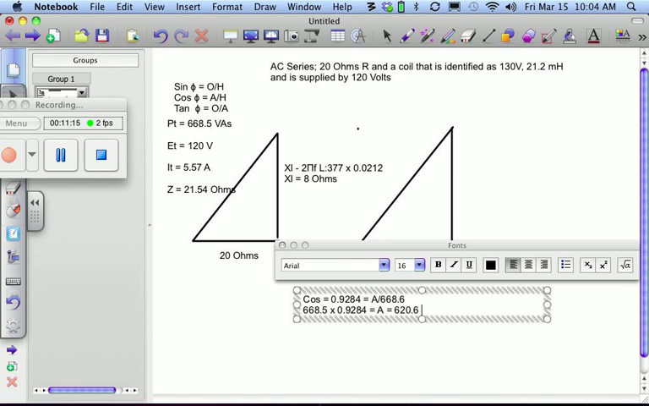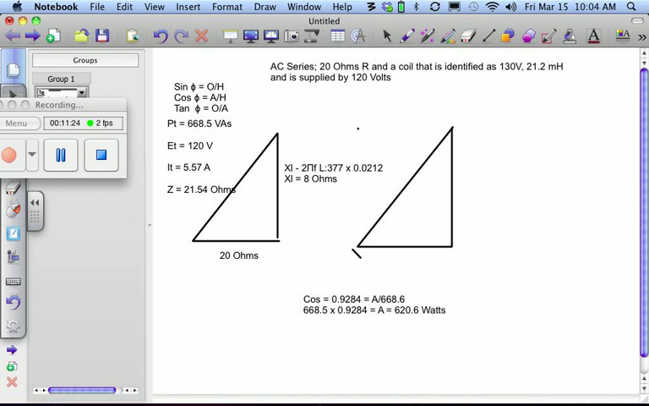Is that VAs? Watts. Is that VARs? Watts. It's watts. Very good. Okay, so now you can see that we've done this whole problem, and how many times did we hit erase? None.